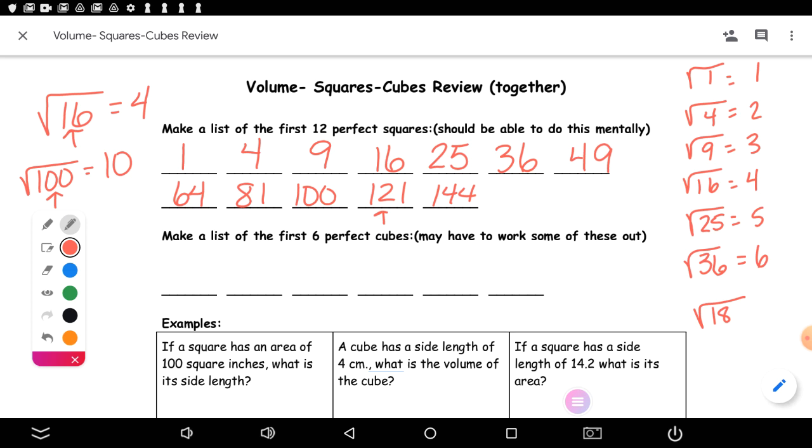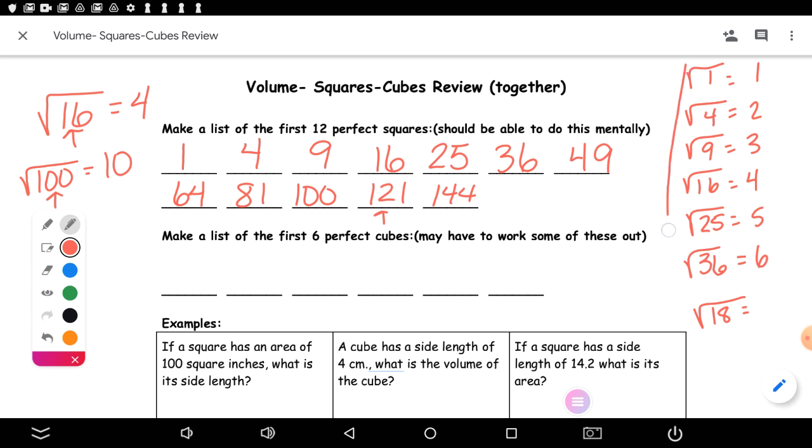If you take the square root of a number that's not a perfect square, you will always get a long, ugly number that goes on forever without a pattern. But we use our perfect squares to give an estimate. I'm trying to figure out what number times itself equals 18. You know it's an ugly number because it's not on our list of perfect squares. It's not one of our double facts.